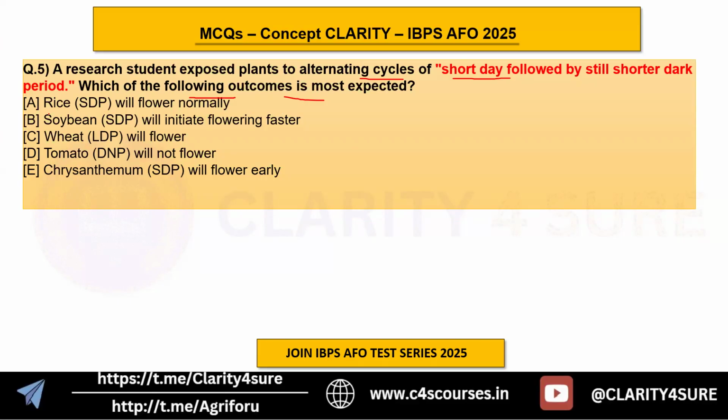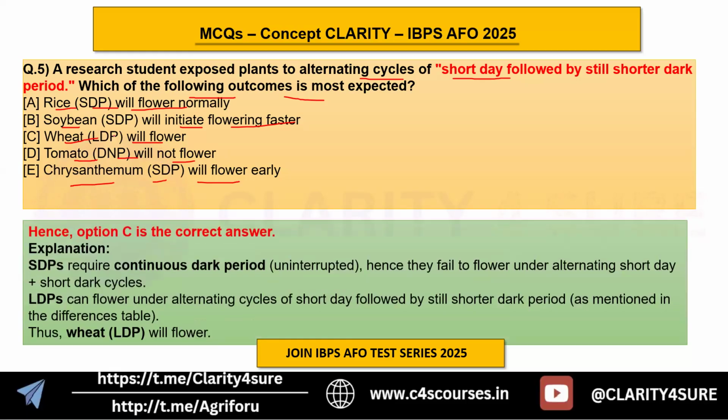For example, rice, which is a short day plant, will flower normally. Soybean, which is again a short day plant, will initiate flowering faster. Wheat, which is a long day plant, will flower. Tomato, which is a day neutral plant, will not flower. And chrysanthemum, which is again a short day plant, will flower early. So for this question, the correct answer would be option C, wheat, which is a long day plant, will flower.